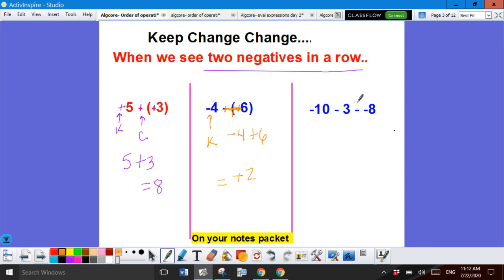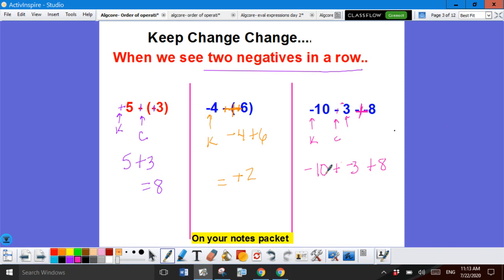Now, -10 minus 3. Well, I know that these 2 negatives in a row is going to make a giant plus sign, so I'm just going to go ahead and do that. That sometimes is a little easier than having to deal with all these signs. And I'm going to go ahead and do keep, change, change here. So I'm going to keep the -10, change this negative to a positive, and add in a -3.